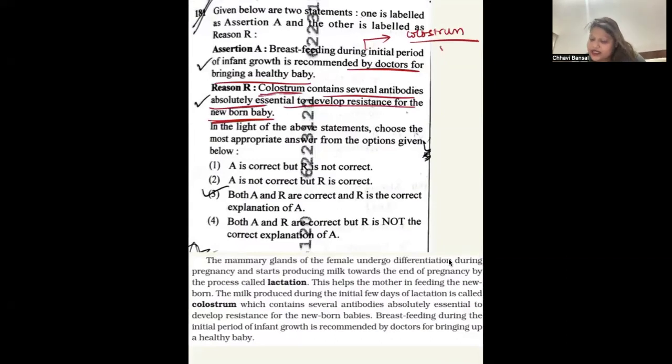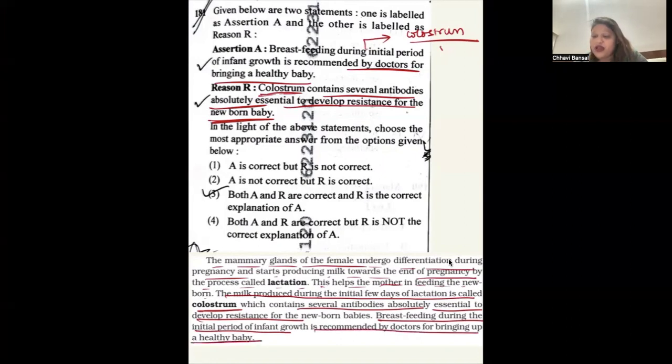Let's see what NCERT says. In the mammary glands, a female undergoes differentiation during pregnancy and starts producing milk towards the end of the pregnancy by the process called lactation. This helps the mother in feeding the newborn baby. The milk produced during the initial few days of lactation is called colostrum, which contains several antibodies absolutely essential to develop resistance for the newborn babies.